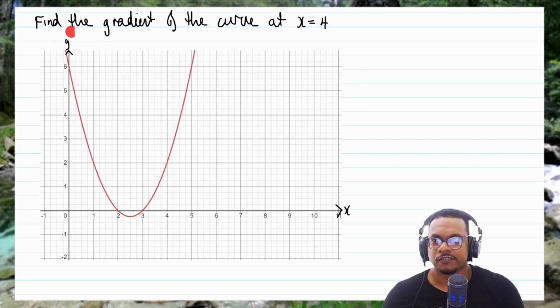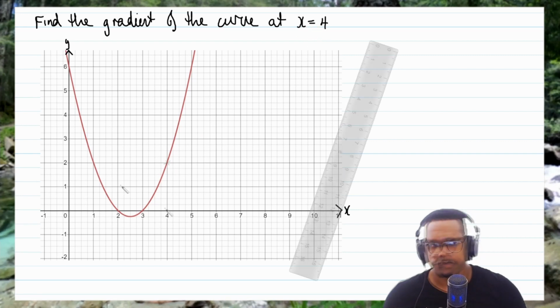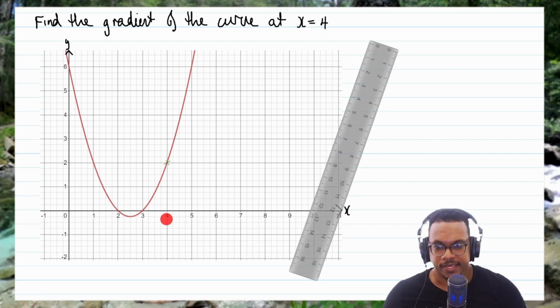So in this question, we have to find the gradient of the curve at the point x is equal to 4. Now what we do, we find gradient of straight lines. This is a curve, therefore it doesn't have a fixed gradient. What we'll have to do at the point x equals 4 is draw a tangent to this curve. And we'll find the gradient of the tangent to the curve. And that will be the gradient of the curve at x equals 4. So first we'll identify the point where x is equal to 4. So this is 4 on the x-axis. If we draw a line straight upwards, it will touch the curve at this point. So we'll be drawing a tangent to the curve at this point.